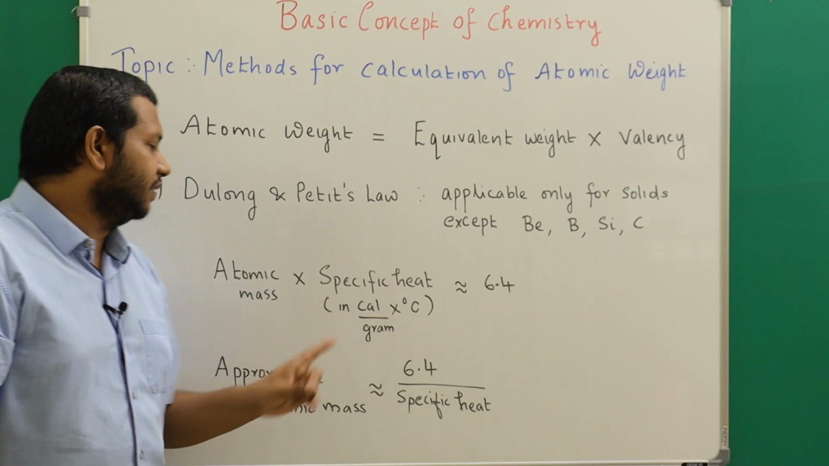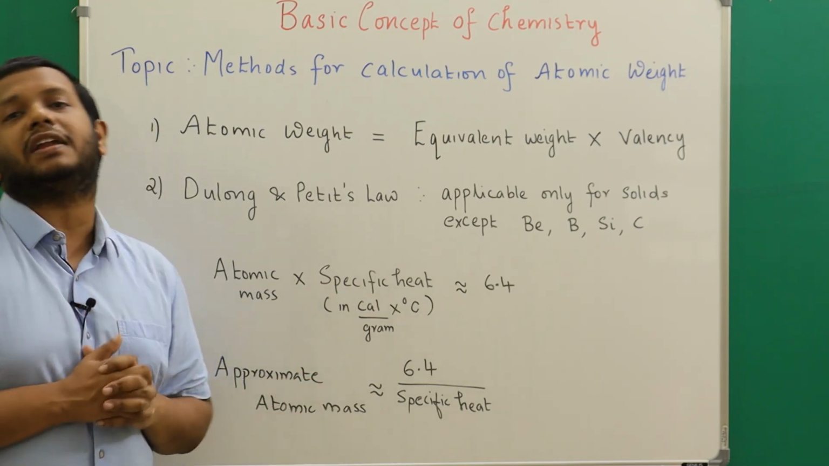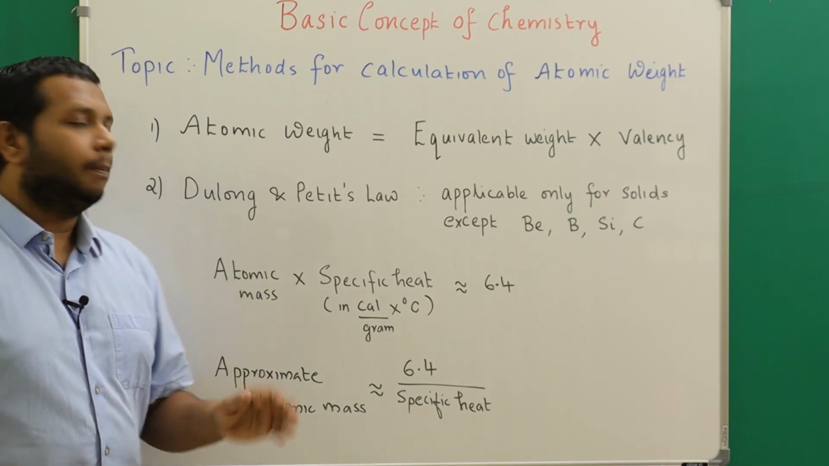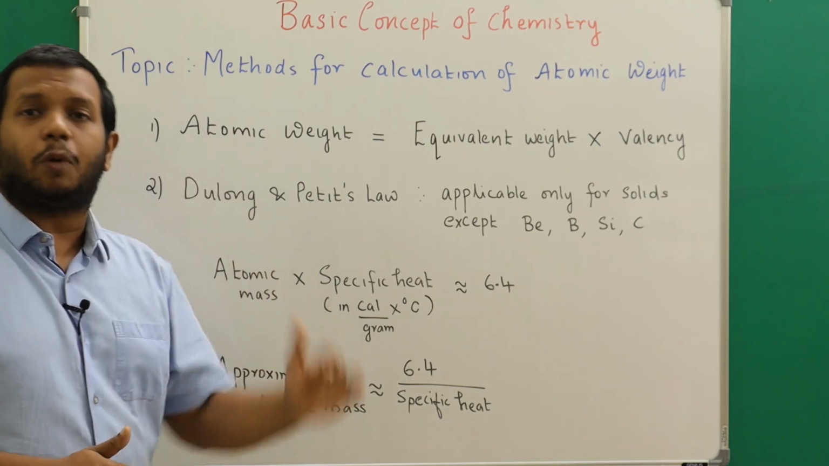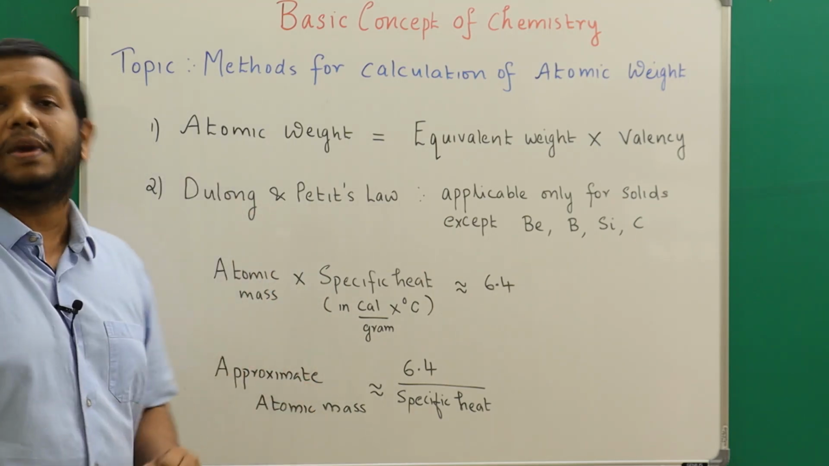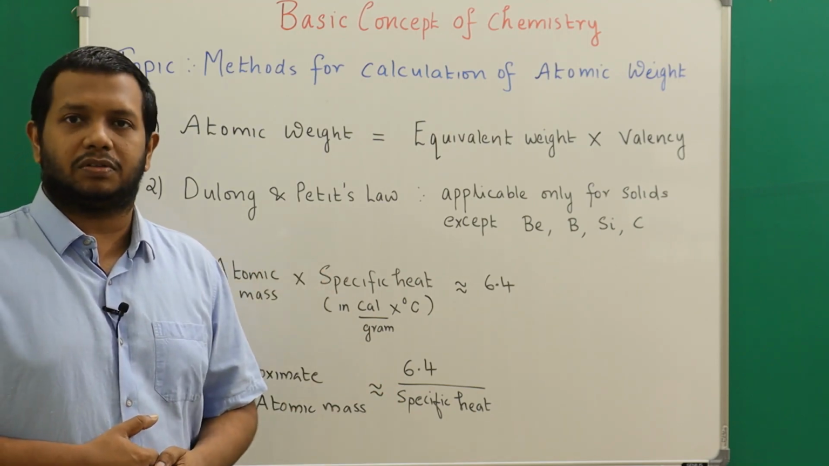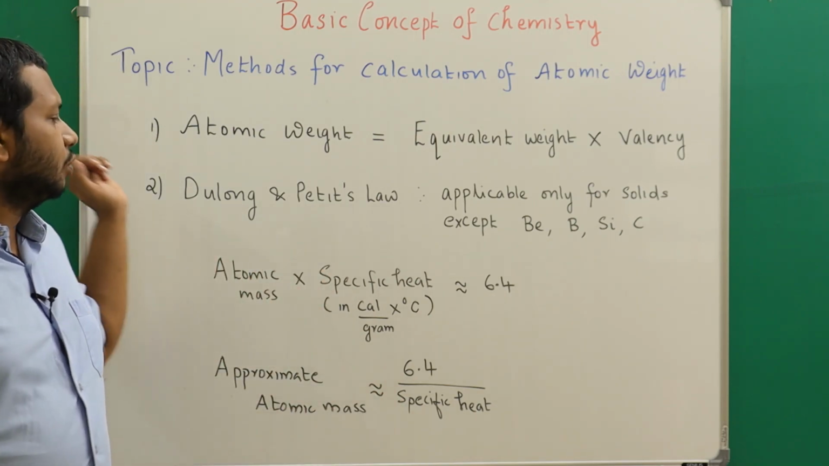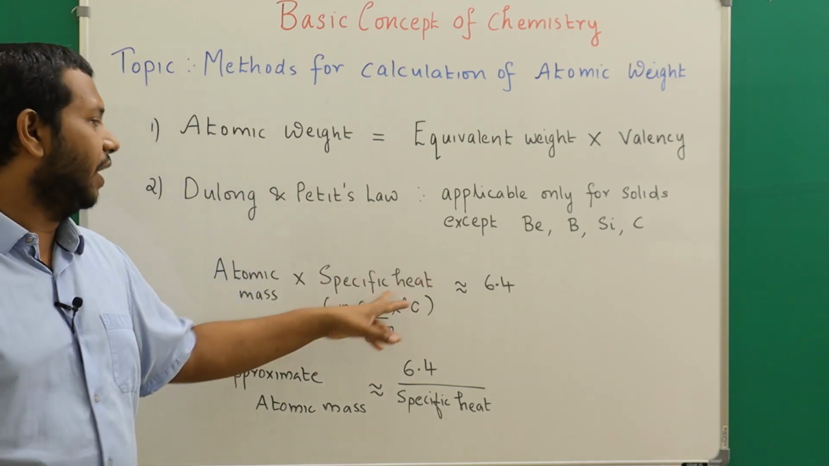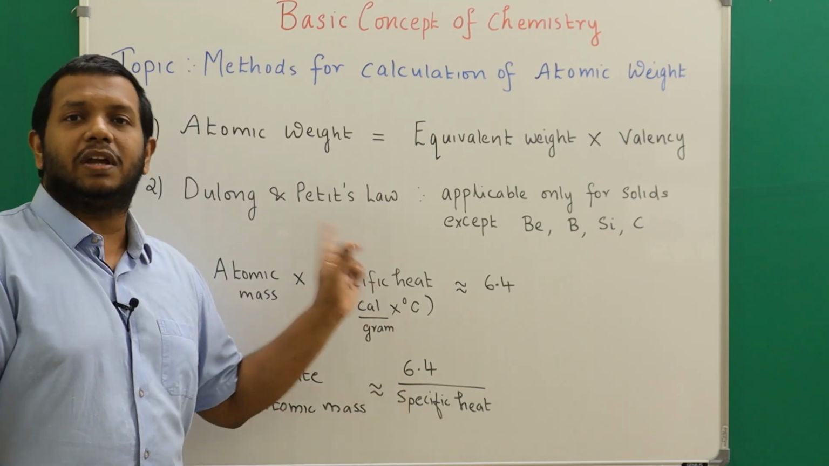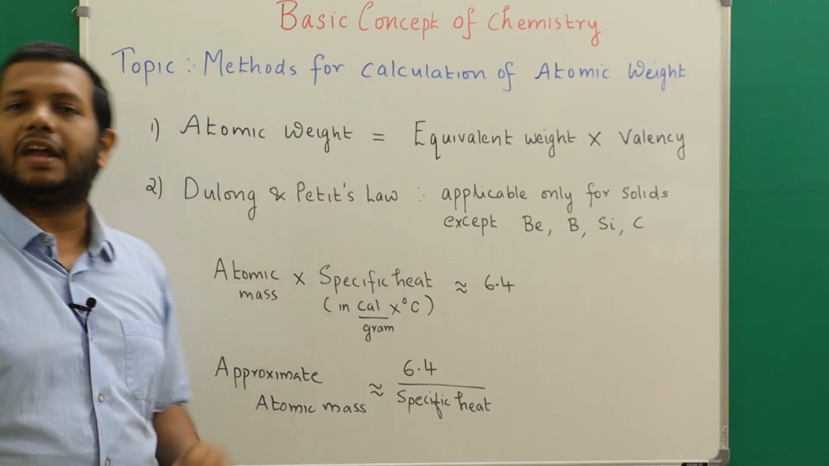Since approximation is there, what type of atomic mass are we getting? It will be approximate atomic mass. So please remember, by applying Dulong's and Petit's law, the atomic mass you are going to obtain is only approximate atomic mass. You won't get the actual or accurate atomic mass. Very important. Here you need to ensure that the specific heat unit is calorie per gram multiplied by degree Celsius. This is very important with respect to this law. Okay, let's see some questions in Dulong's and Petit's law.